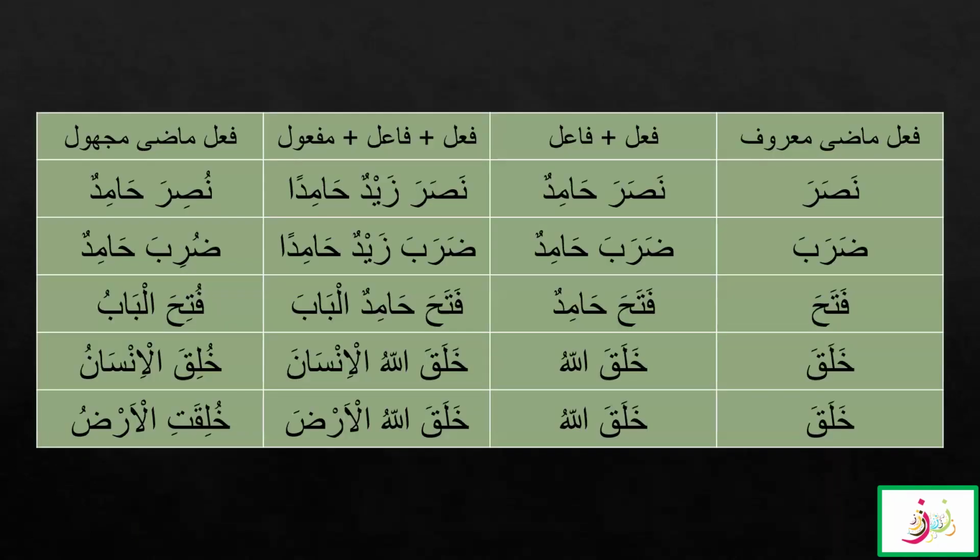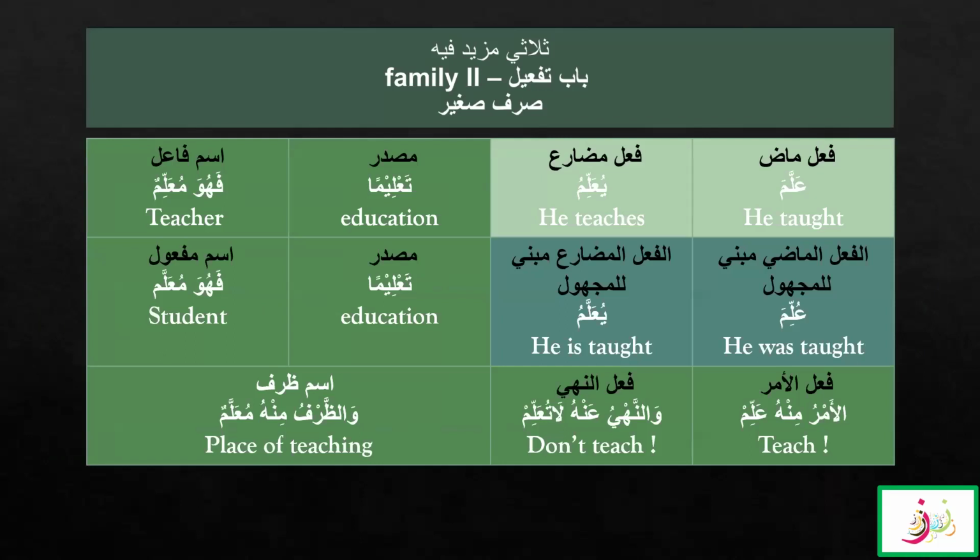And inshallah, we are going to see the Salasi Mazid Fihi families, how they are going to change accordingly with these four sighas: Fa'il Madi Ma'lum, Fa'il Mudari Ma'lum, Fa'il Madi Mabni lil Majhul, and Fa'il Mudari Mabni lil Majhul, inshallah. So let's see, as we learned about family 2, that it is Allama, Yuallimu, the U-I sound for family 2, 3, and 4, remember? And how we are going to change the Fa'il Madi Mabni lil Majhul.